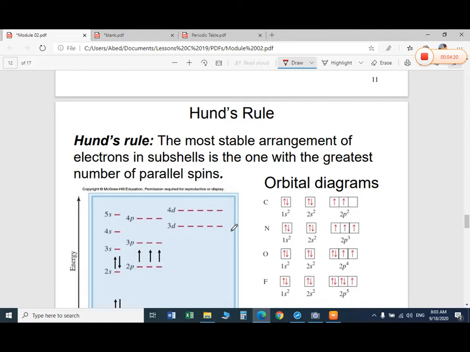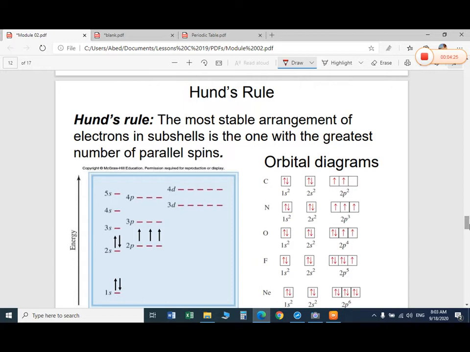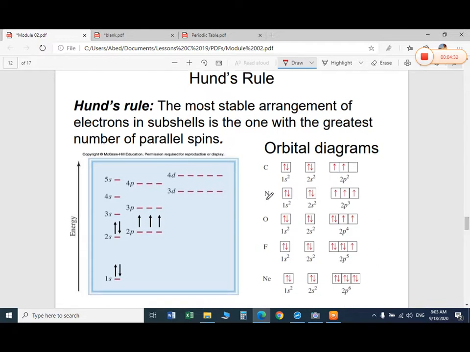Hund's rule says that the most stable electronic configuration in the subshell is with the greatest number of parallel spins. By example, if students have separate rooms, they would like to live in separate rooms, not in a paired form. Similarly, the electrons want to live in separate orbitals with parallel spin instead of living in a paired shape. So here are the examples: carbon, nitrogen, oxygen, fluorine, and neon.